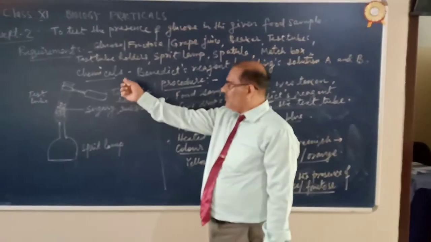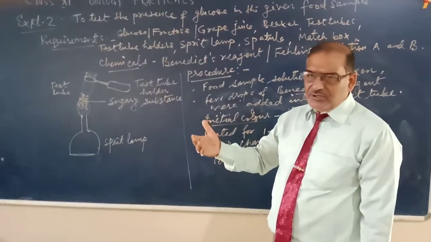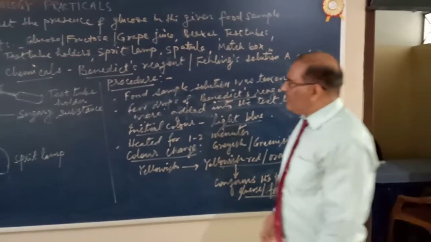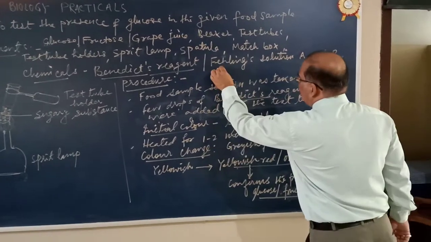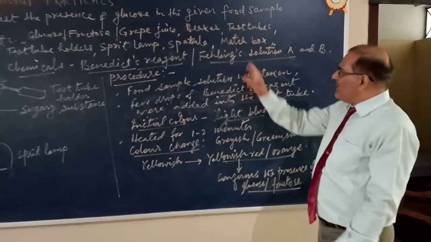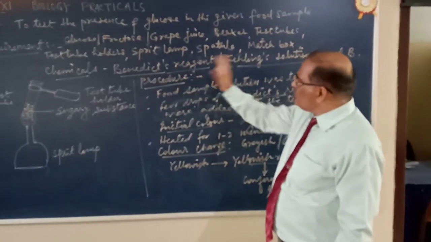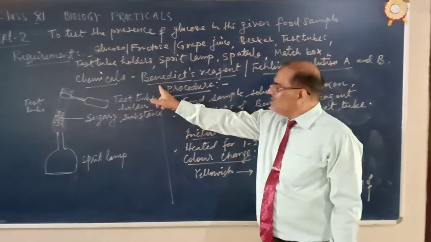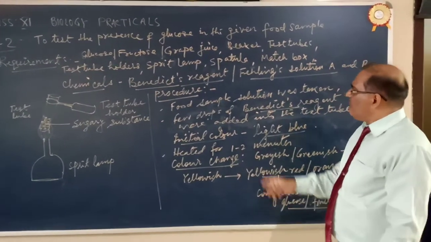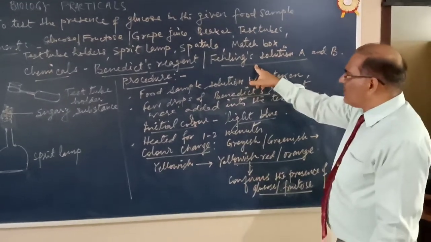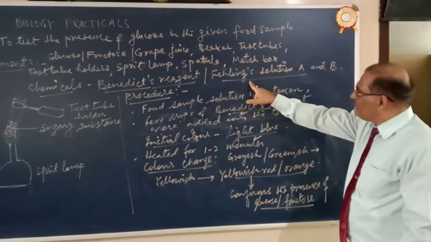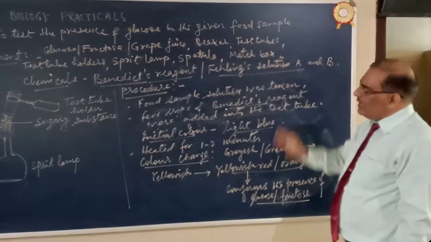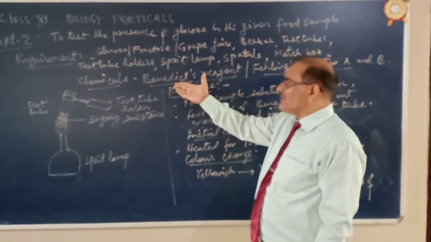Now the chemicals. What chemicals are required for testing the presence of sugar? We require a solution or reagent: either Benedict reagent, or Fehling solution, which is Fehling A and B. Any one of these two we can take. Benedict reagent is only one type. But Fehling solution comprises two types, Fehling A and Fehling B. If we are using Fehling, we have to take Fehling A and B both. If we are using Benedict, it is only one type.